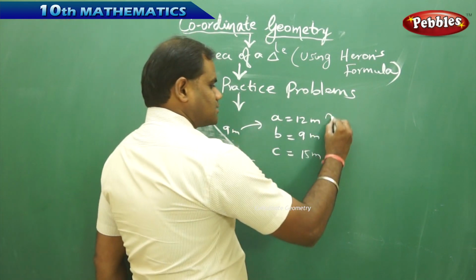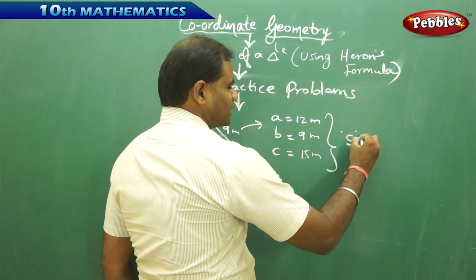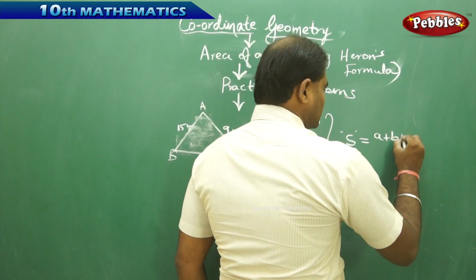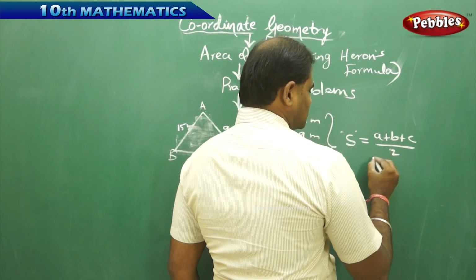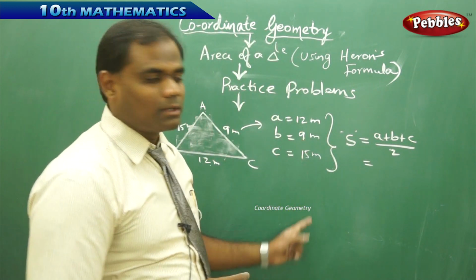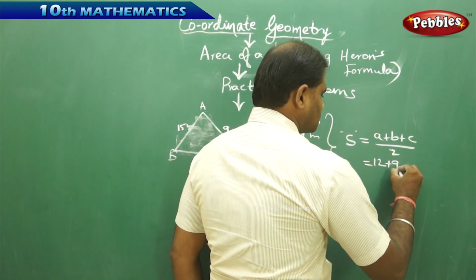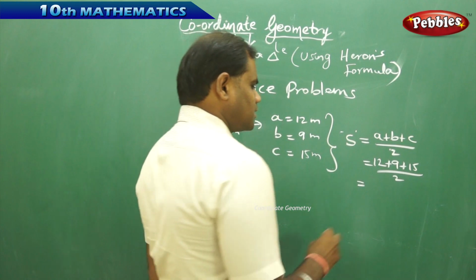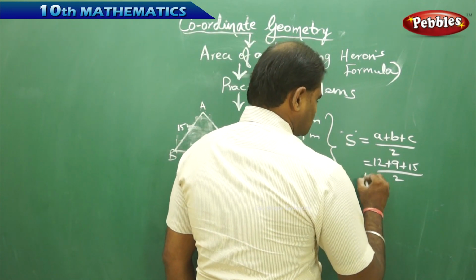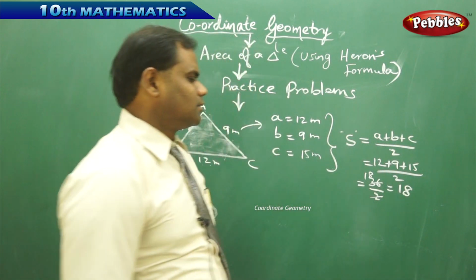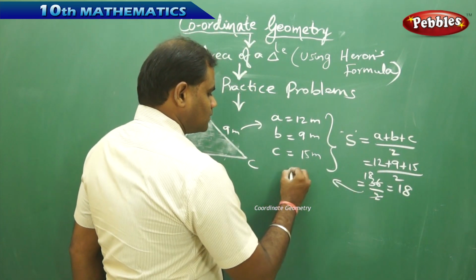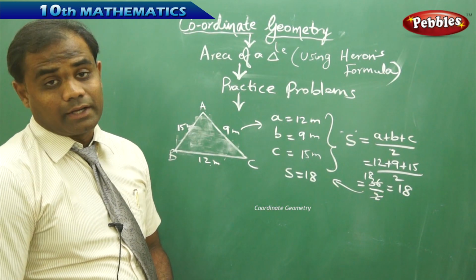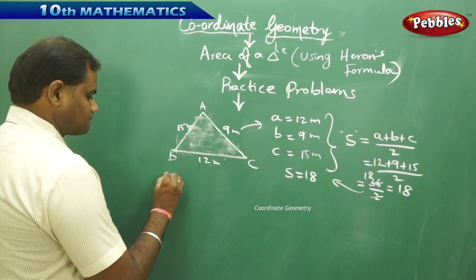Using the three sides, to apply Heron's formula, I need to first find the semi-perimeter, which is given by the formula A plus B plus C over 2, which on substitution gives me 12 plus 9 plus 15 over 2. That is 36 over 2, which is 18. Therefore, my S here is 18, which I'm going to use along with A, B, C in finding the area of the triangle with Heron's formula.